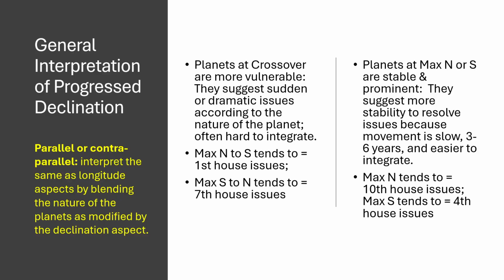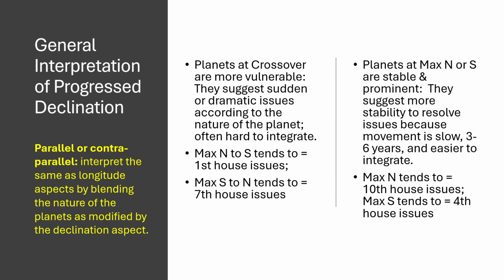So the basic concepts, we'll do another slide that goes into the interpretation a little bit more, but just to basically understand, parallel is similar to conjunctions, contraparallel similar to oppositions. You're going to use all your same tools, looking at rulership, looking at condition of whatever planet that is moving in that position, and what else comes with it, who else is hanging out around the same point. So planets that cross over, they're a little more vulnerable. Suggests that there may be sudden or dramatic issues according to the nature of that planet.